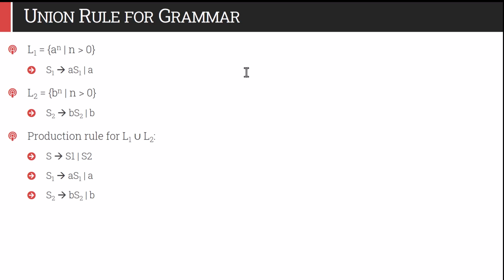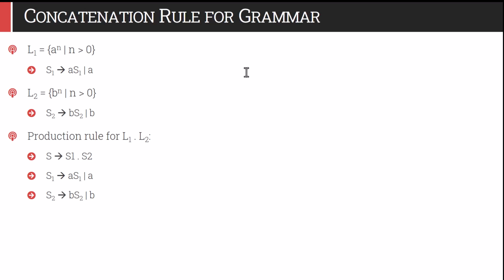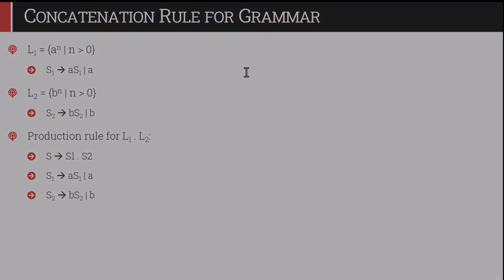Concatenation rule for the grammar. So it's pretty identical. It will generate all the strings concatenated from L1 and L2. So here, instead of a pipe, now we will concatenate S1 with S2 using a dot. So S gives S1 dot S2, that production we have to use.